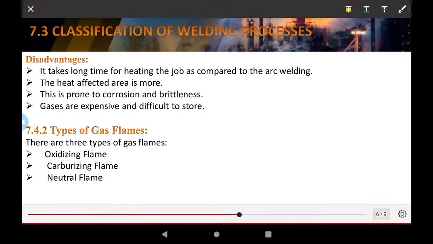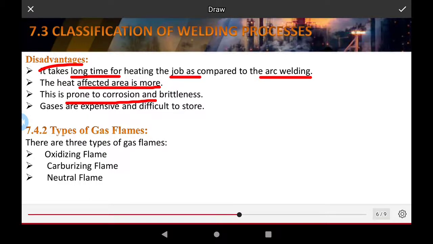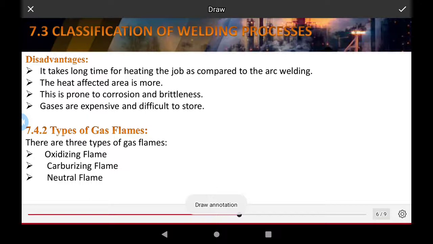Disadvantages of gas welding: it takes a long time to heat the job compared to arc welding. The heat affected area is more, and this is prone to corrosion, and the material becomes brittle. The gases are expensive and difficult to store.